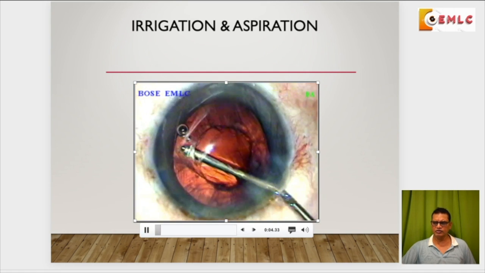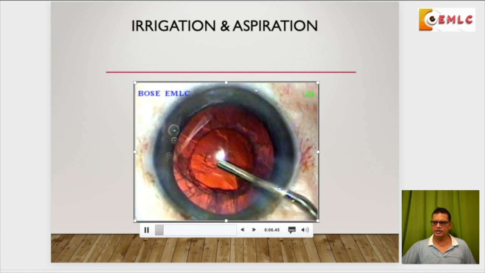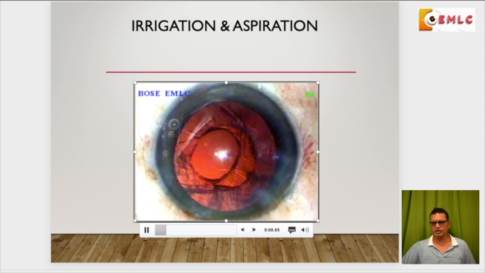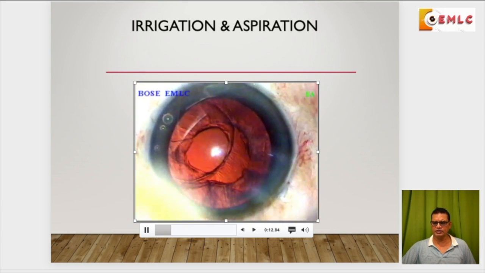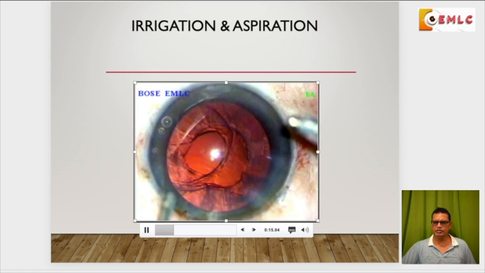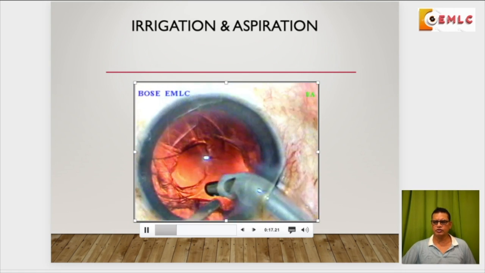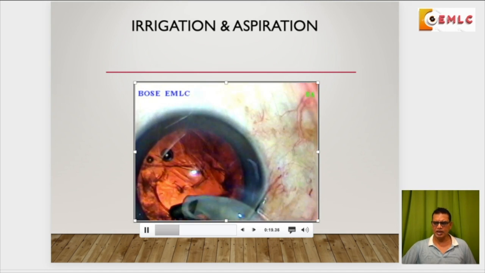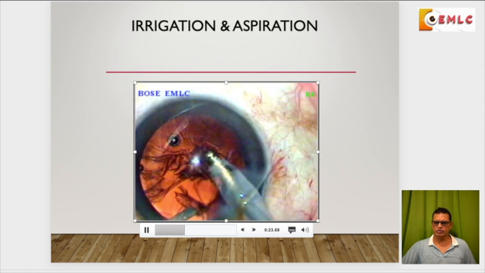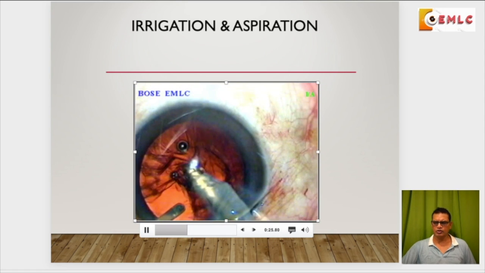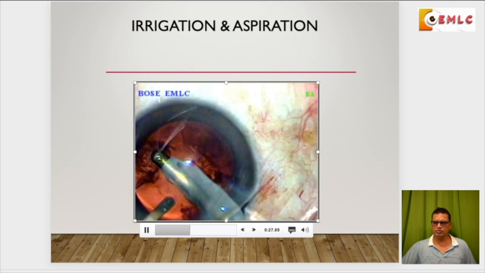what I normally do is inject some viscoelastic behind the cortex. If you inject behind the cortex, what actually happens is you make a cleavage plane between the cortex and the posterior capsule. At the same time, you have floated the posterior capsule, separated it from the cortex, which makes it easier to remove.